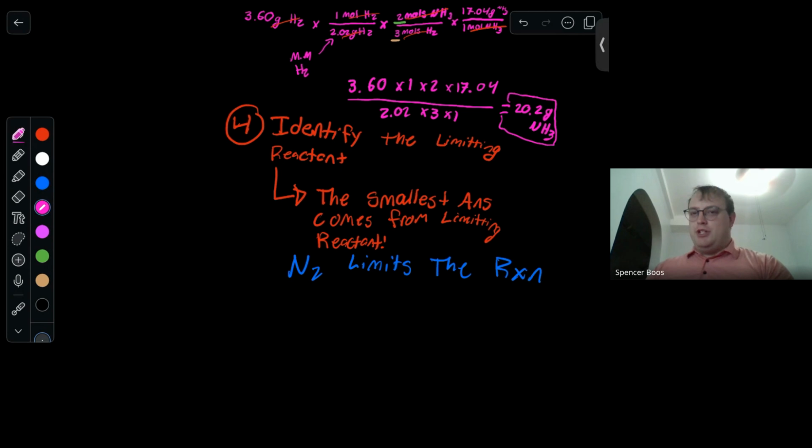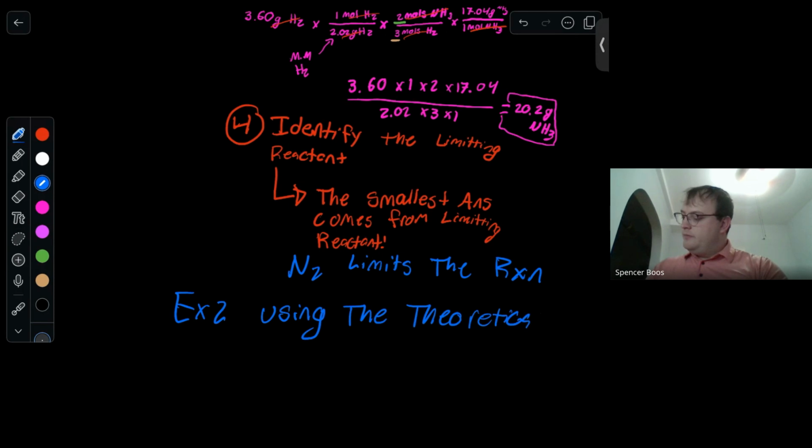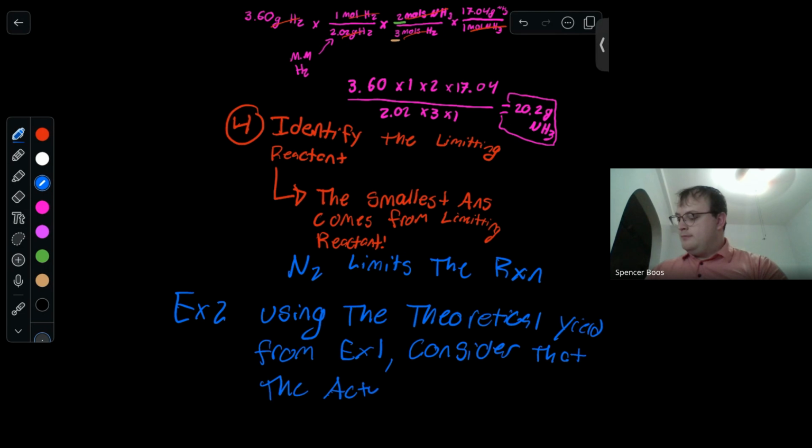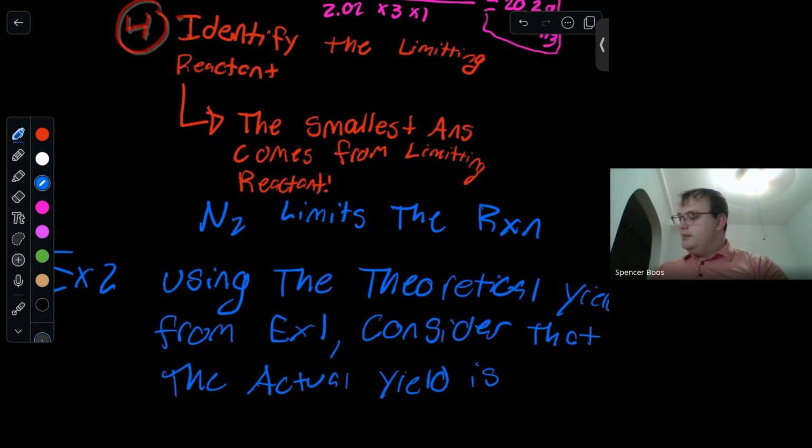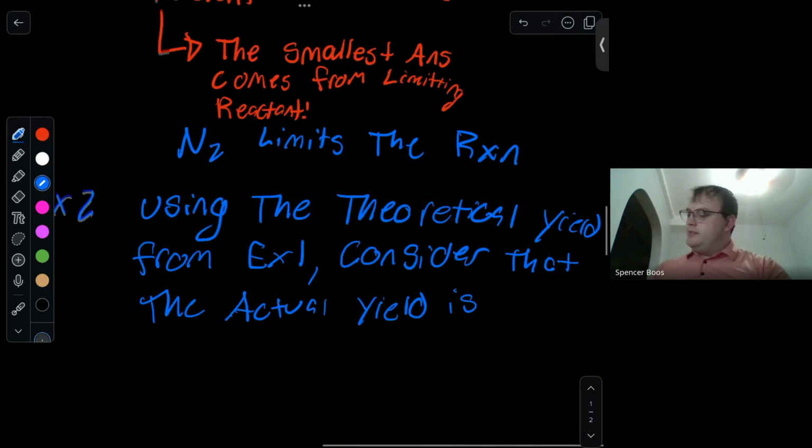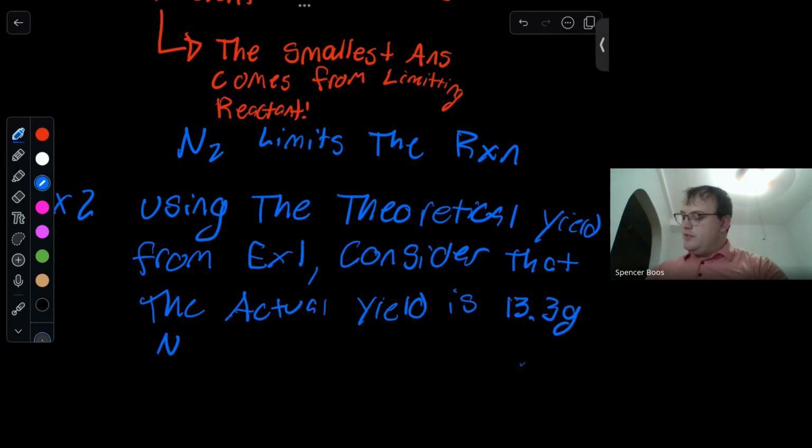But let's add one more dimension of difficulty here. Example 2, using the theoretical yield from example 1, consider that the actual yield is, what's it, 17.9 is 13.3 grams of NH3. What is the percent yield?